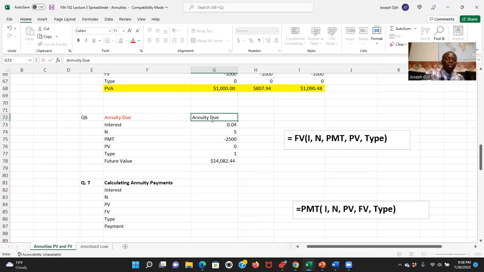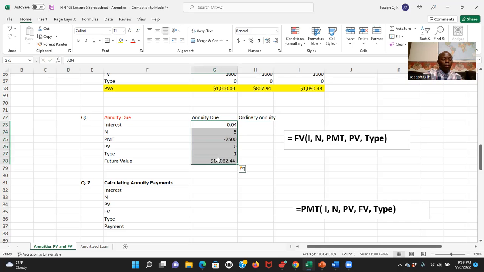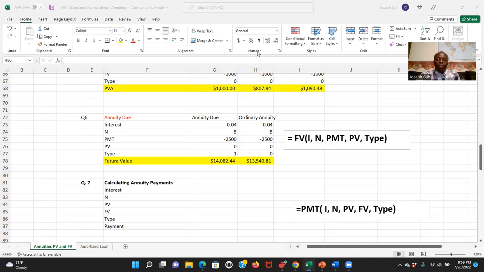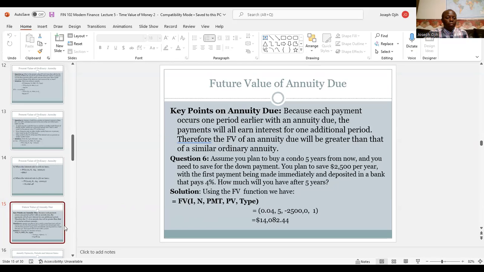I believe I've explained this a few minutes ago, but let me compare this with ordinary annuity. The same calculations, but this time we put 0. So let's put this here so I can see the difference. Now, I want you to watch the answer here. I change this to 0. You can see that it went down to $13,543.81. So that's it for annuity due and ordinary annuity. I can see the difference in the calculations. And I have this answer here as well for you.